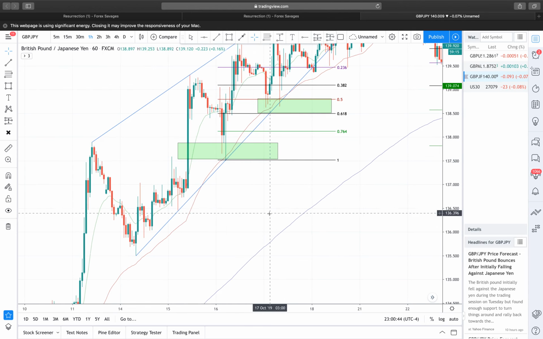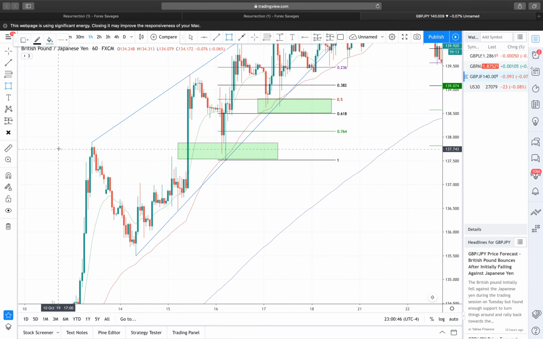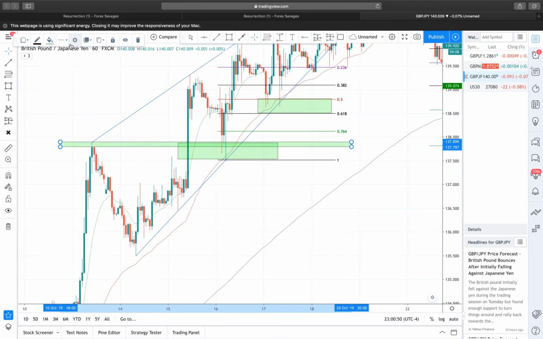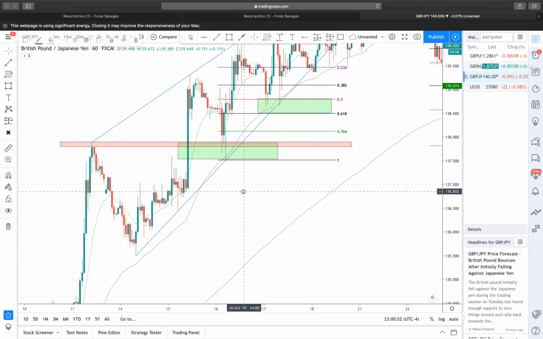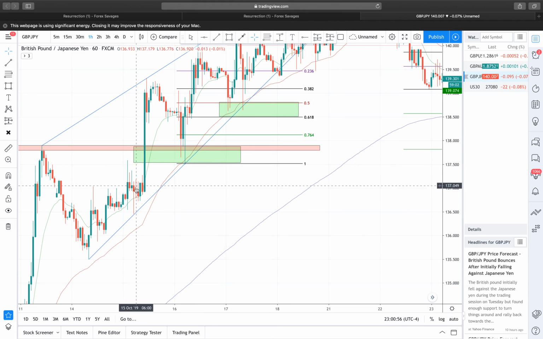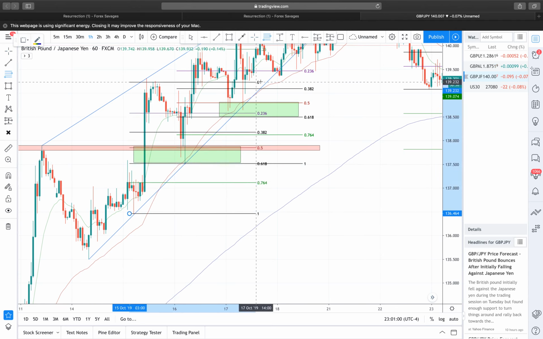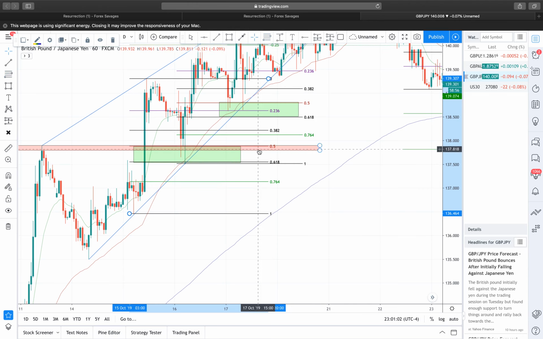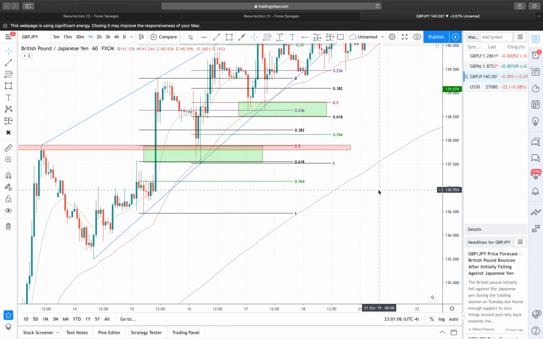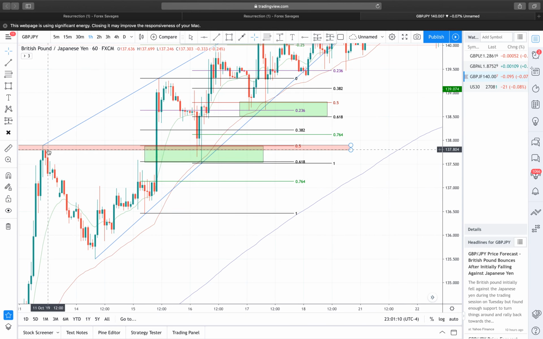So right here we have a form of resistance. Let's put that red. Our trend line, our Fibonacci long, look at this. These are three confluences right here all in one. This being our resistance, which was rejected.